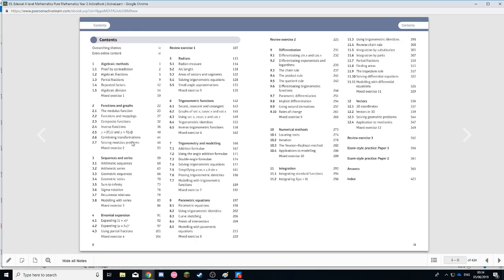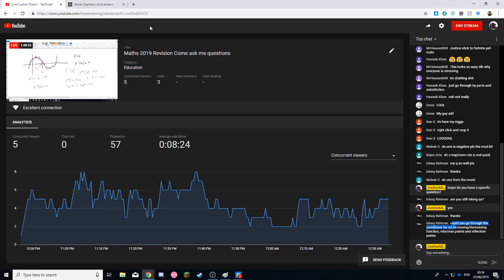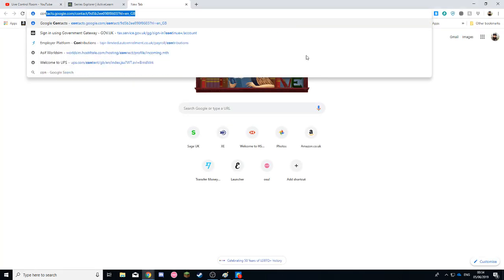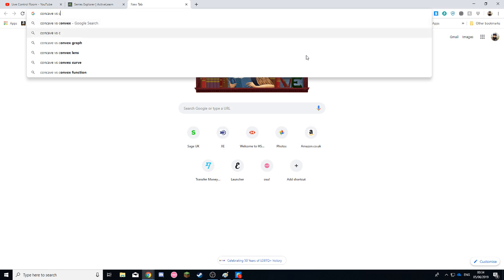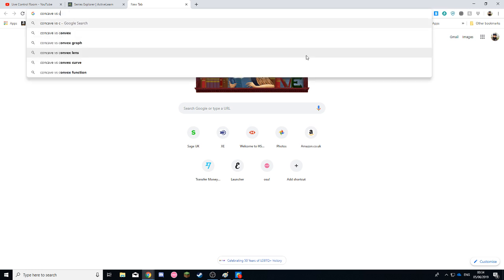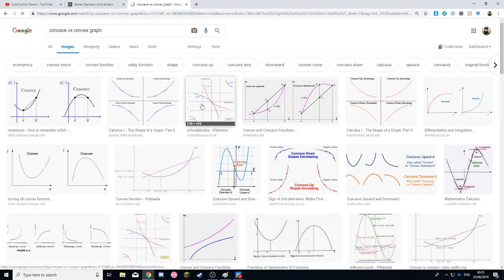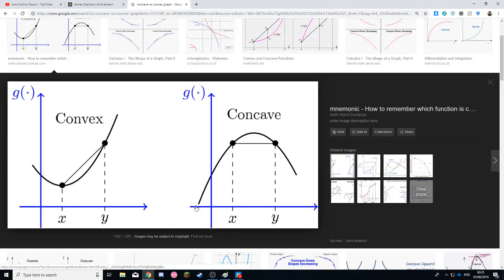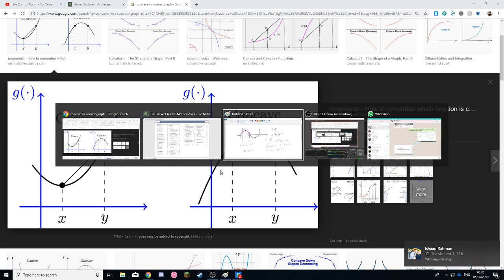Let's search up, I'm gonna search up convex and concave. I think it should be one. Let me just search it on Google. Concave versus convex. Okay, so convex looks like a V. Concave looks like an entrance to a cave, if that's the way you remember it.